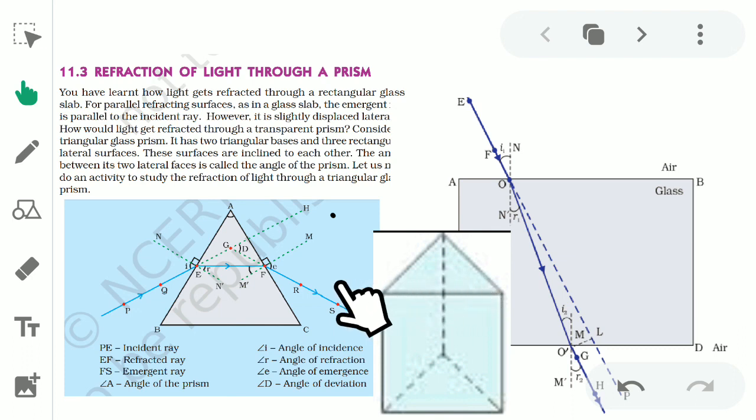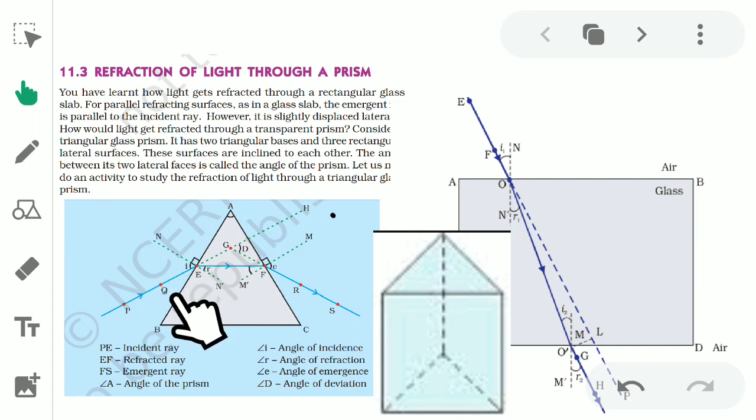Now here we have taken the section of this prism. See the section here. ABC represents this face, then AB and AC are the refracting surfaces and BC is the base of the prism, and angle A is the angle of the prism. What is meant by angle of prism? The angle subtended by the two refracting surfaces. This is the angle of prism.